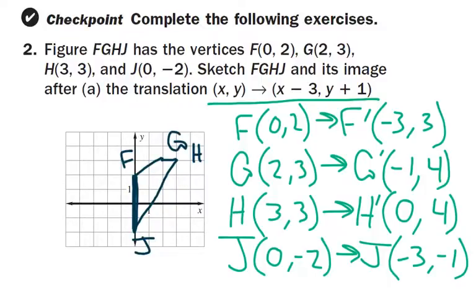So here are our coordinates. F prime is at (negative 3, 3). G prime is at (negative 1, 4). H prime is at (0, 4). And J prime is at (negative 3, negative 1). So here is the image after our translation. That moved it 3 units to the left and up 1 unit.